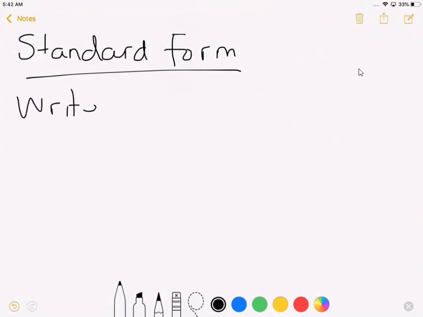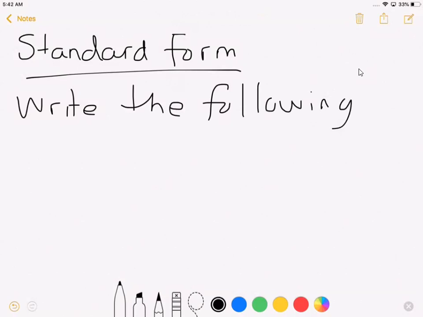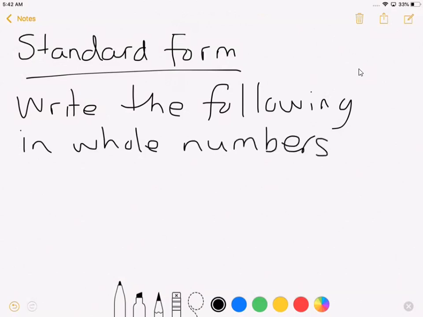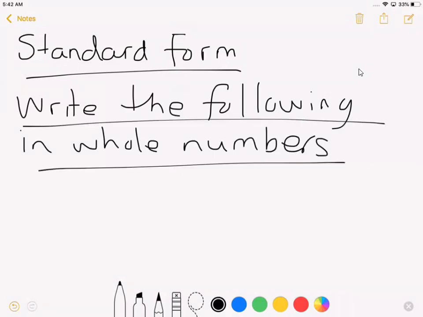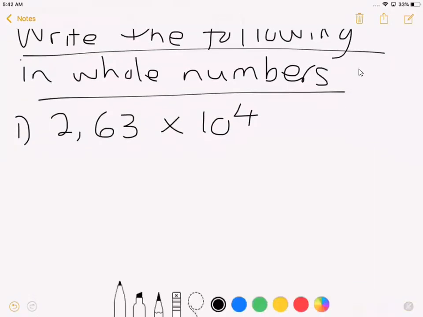Write the following in whole numbers. You are given numbers that are in standard form and you must write them as whole numbers or integers. E.g. 1, 2,63 multiplied by 10 to the power of 4. The number is in standard form because your A is less than 10 and is being multiplied by 10 to the power of n.